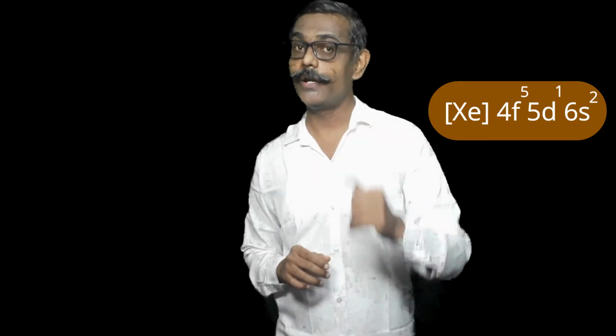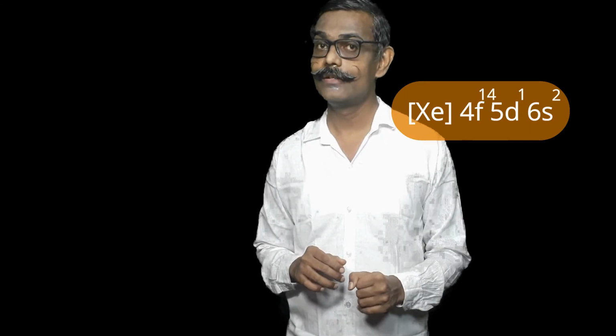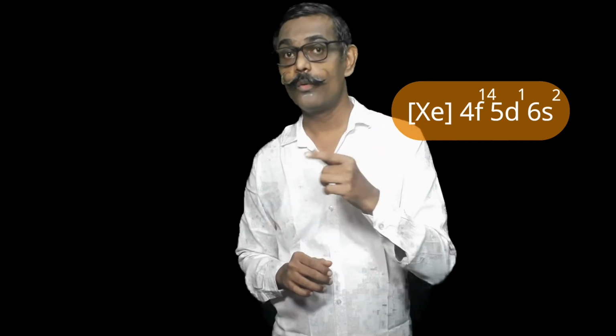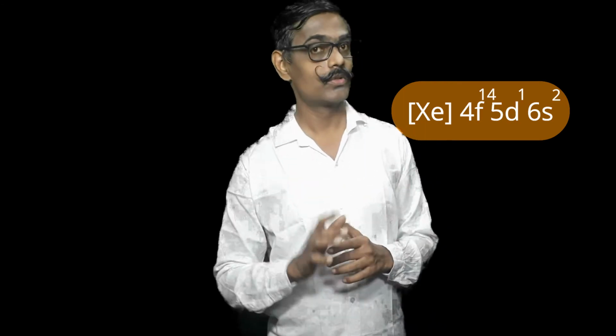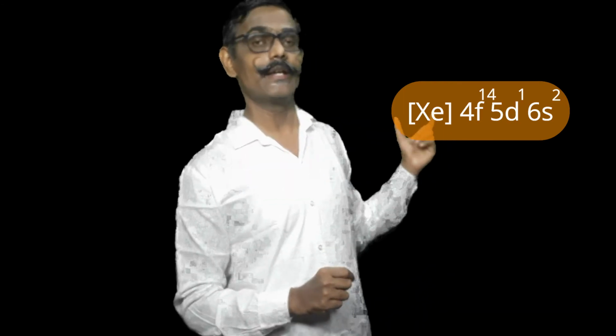Last lanthanoid, who is last? Lutetium. What is the atomic number of lutetium? 71. So what is its electronic configuration? Xenon 4f14 5d1 6s2. Means what? For all lanthanoids, 5d1 6s2 is common. Only the number of electrons is changing in the 4f orbital.